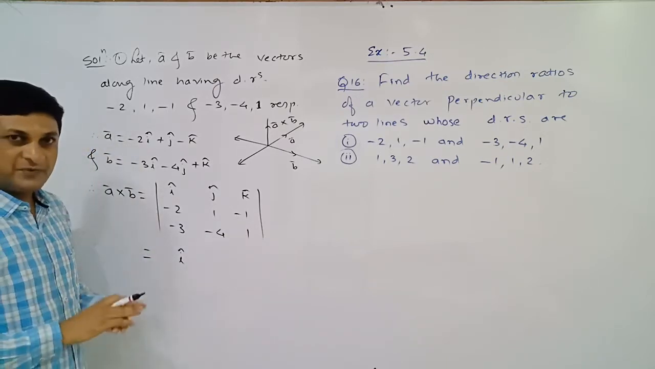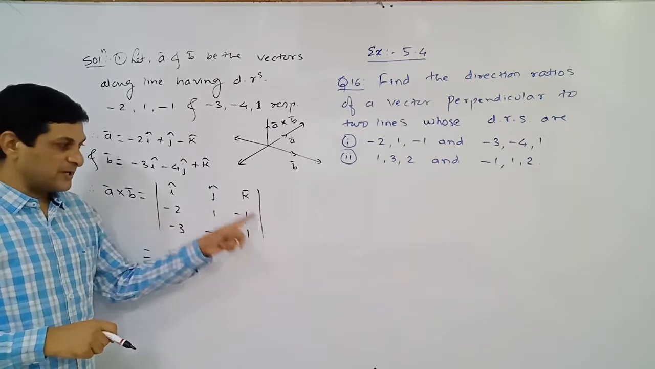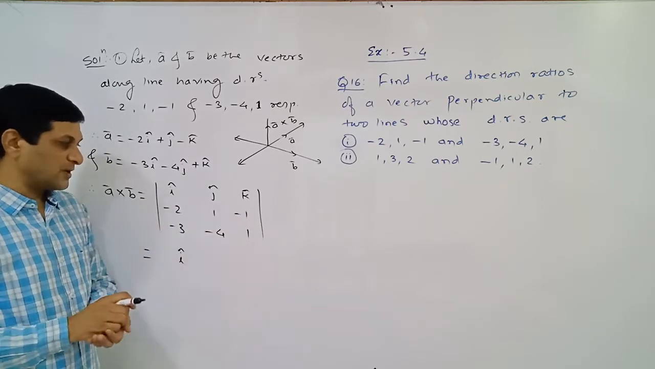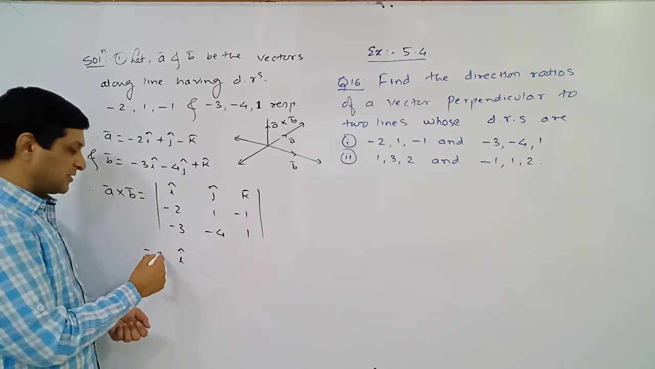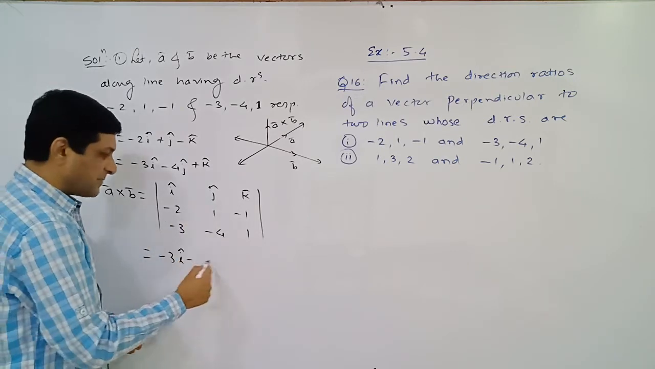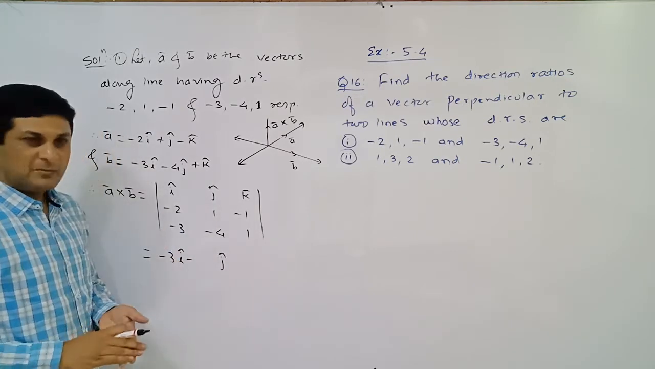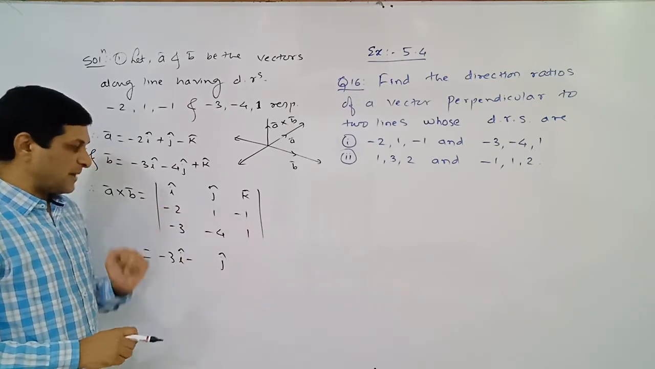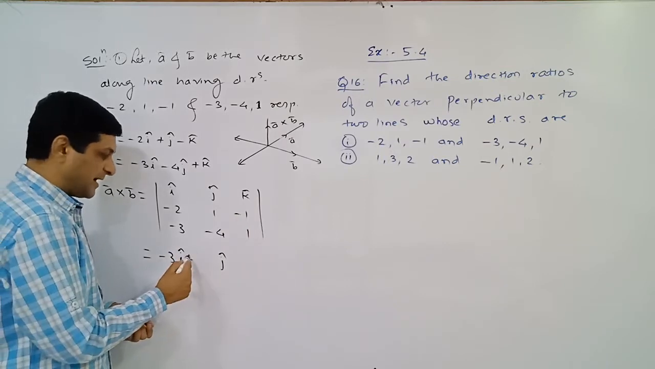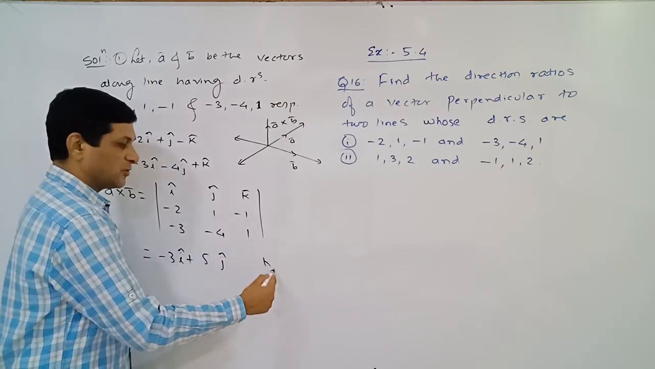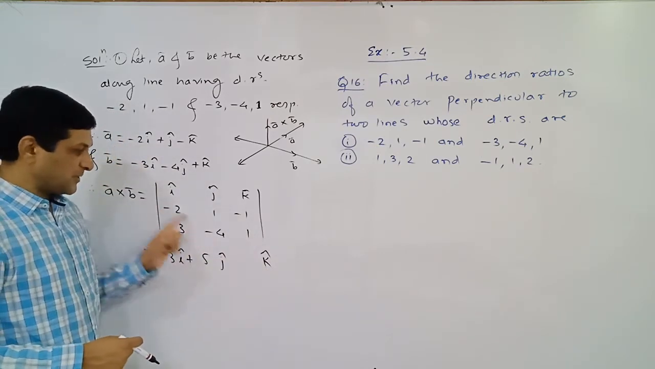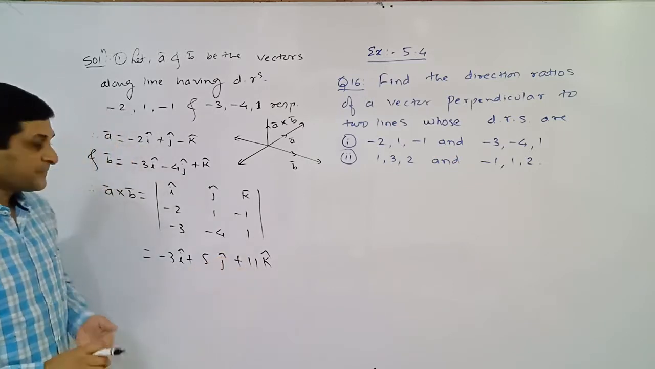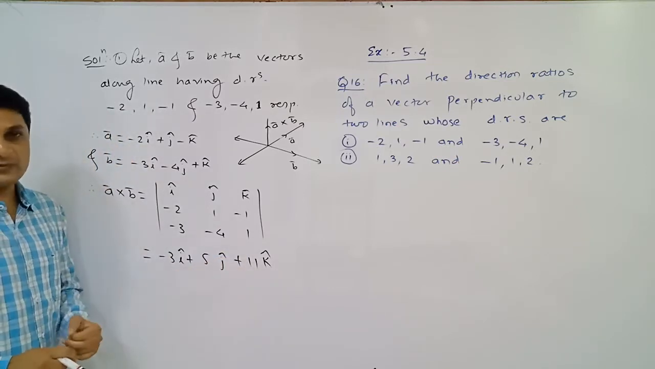Let us find the coefficient of i cap. Delete the first column and find the determinant of these four elements: 1 minus 4 will be equal to how much? Minus 3. Here plus j cap is there, so take minus j cap, delete this column, and find the determinant of these four elements. This product is minus 2 and minus 3 will become minus 5, and this minus will become plus 5. Lastly find the coefficient of k cap, delete this column, this product is 8, minus minus means plus 3, 8 plus 3 will be equal to 11. In this way we have got the value of A bar cross B bar.